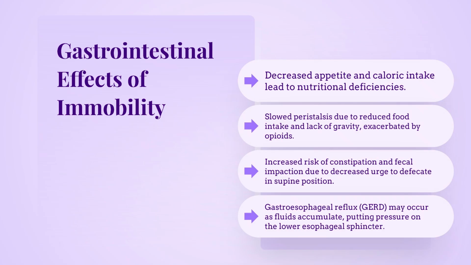When we get to the gastrointestinal effects, we get decreased appetite, our caloric intake decreases. We end up with nutritional deficiencies. Any deficiencies are going to lead to potential issues going down the road. A decrease in calcium intake combined with that immobility is going to decrease our bone density. Peristalsis is going to slow. This is exacerbated by opioids and the lack of gravity. So now we're ending up with more constipation, which is making us less likely to eat, which is going to result in more constipation. It's a never ending cycle.